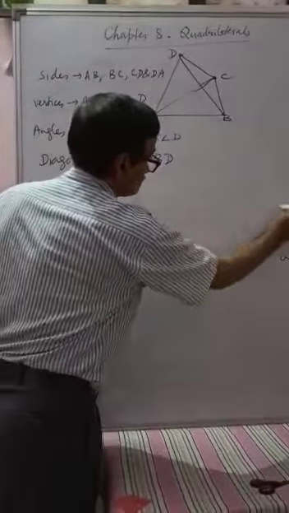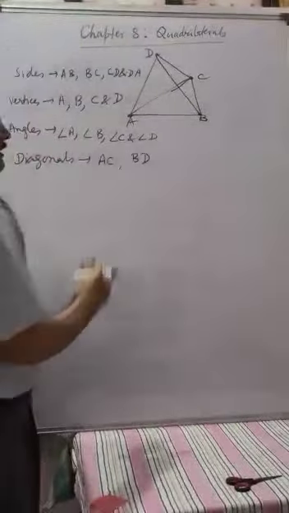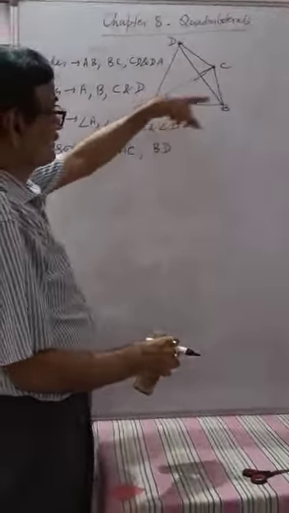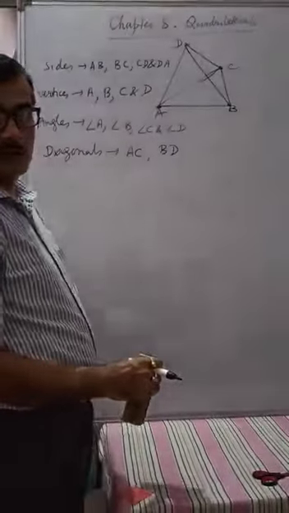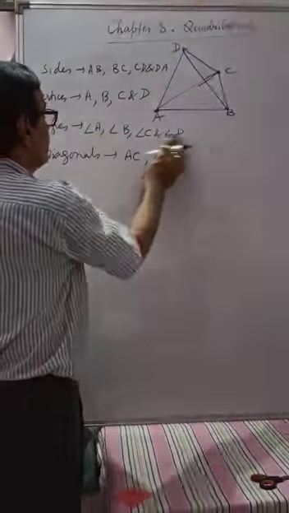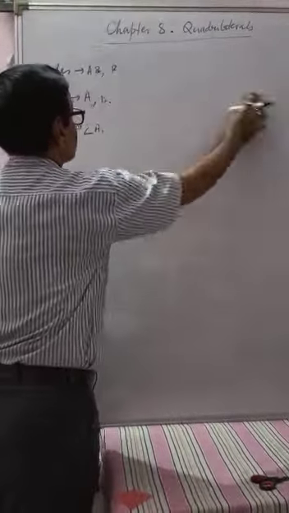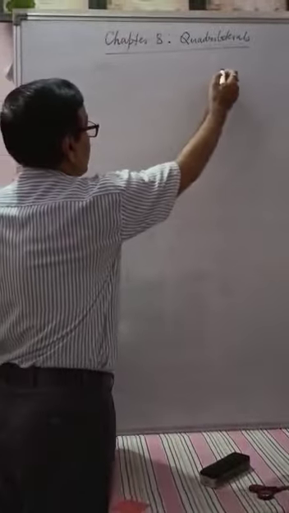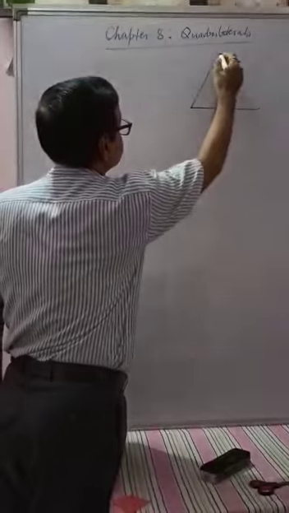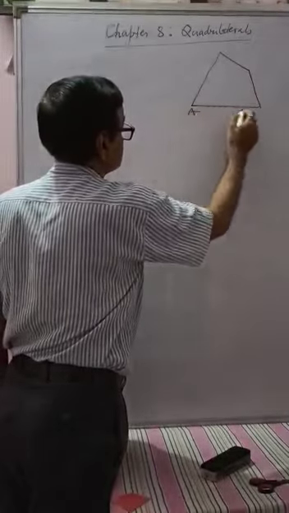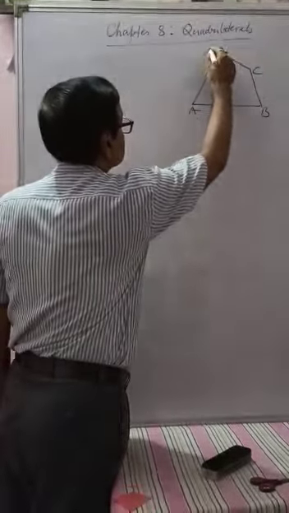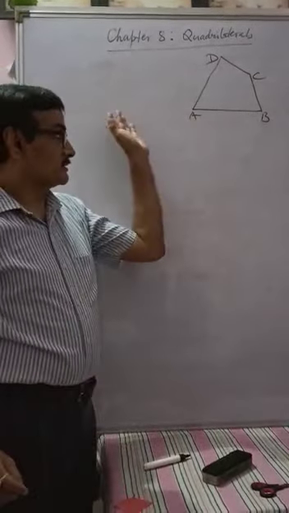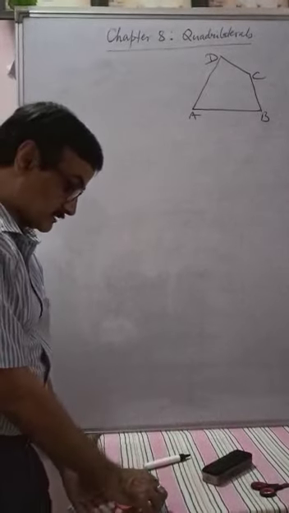Now, next we will see the types of quadrilaterals. So first we have to see if we have a quadrilateral, then what is the sum of all the four angles. So let's see that first. What is the sum of the angles of a quadrilateral? Suppose this is our quadrilateral ABCD, and before doing it geometrically, first we will do an activity.